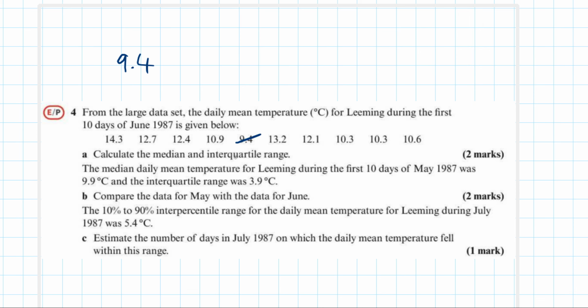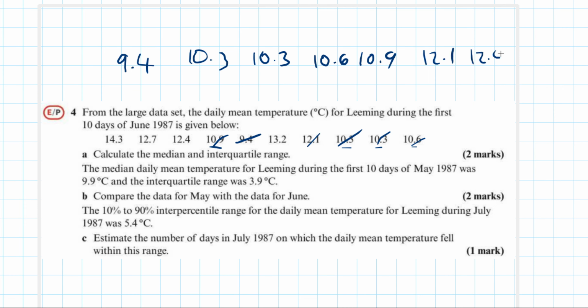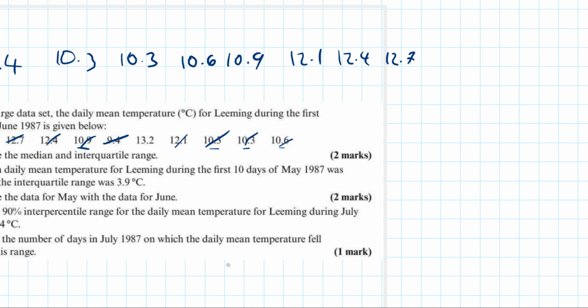So we've got 9, we've done that one. The next one is 10. So we've got 10.3, 10.3, 10.6, and 10.9, and make sure you cross them off. Then the next one, we don't have an 11, but we do have a 12, so 12.1, then 12.4 and 12.7. So that takes those ones, and then 13.2 and 14.3.